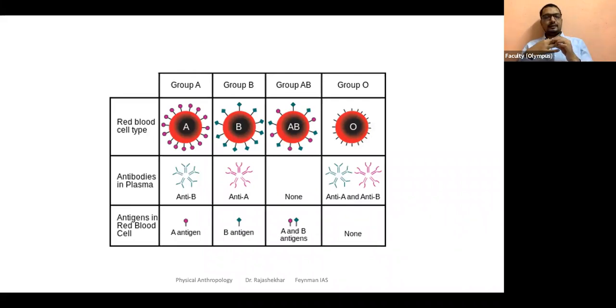And who is the universal acceptor then? Who can take the blood, doesn't matter whose blood it is, out of these blood groups? Group AB. AB negative or AB positive? AB positive.